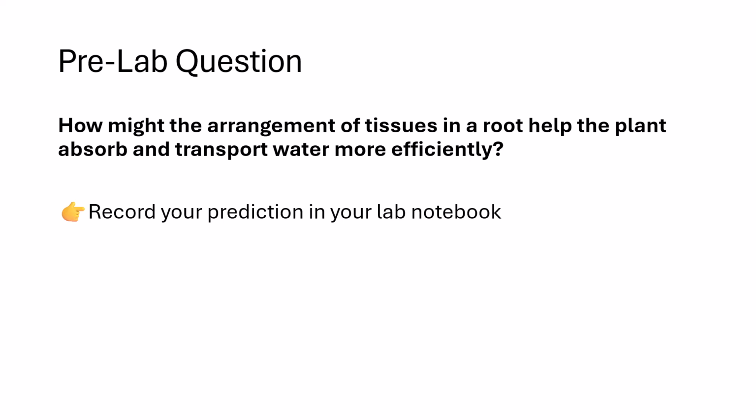Before you look at your slide, pause and think about this question. How might the arrangement of tissues in a root help the plant absorb and transport water more efficiently? Think about the order of tissues from the outside inward and what water has to pass through before it reaches the xylem. Write your prediction in your lab notebook before continuing.